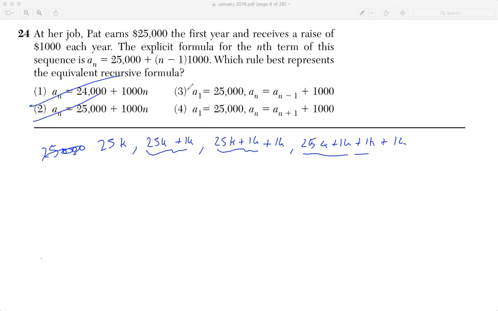This is saying that you start with 25,000, and then the next one is going to be, this means the one before. So if you're looking for the third one, you look at the second one and then add 1,000. Over here we had the third one is the same as the second one, then adding 1,000. So your answer is going to be choice 3.